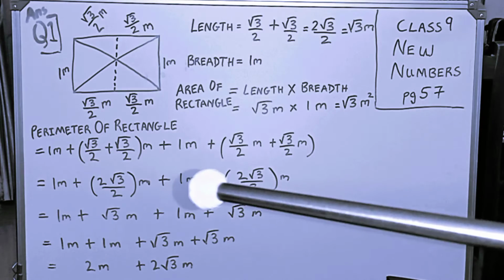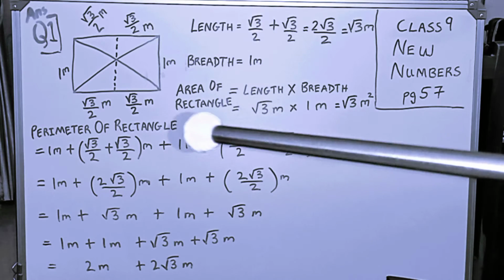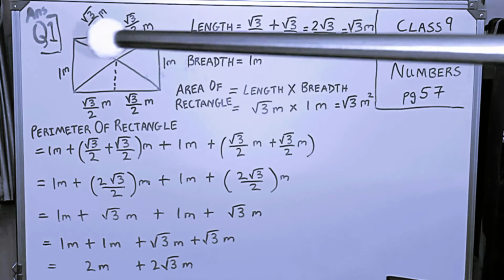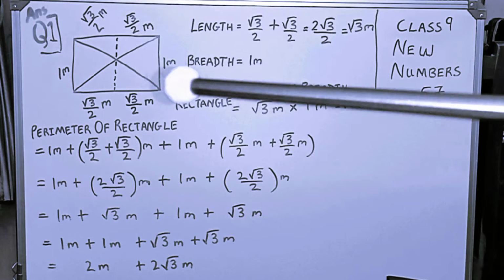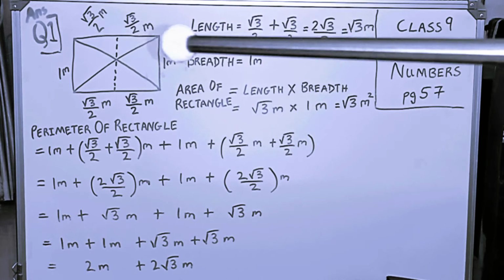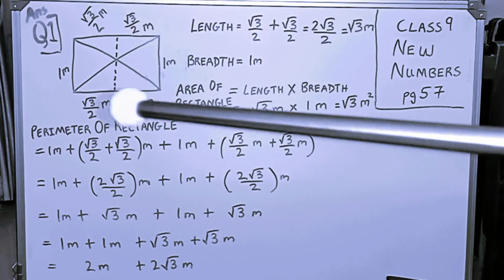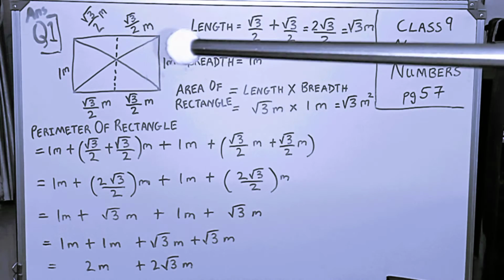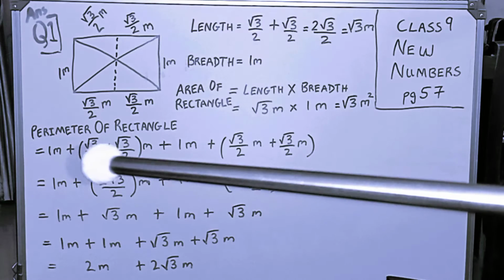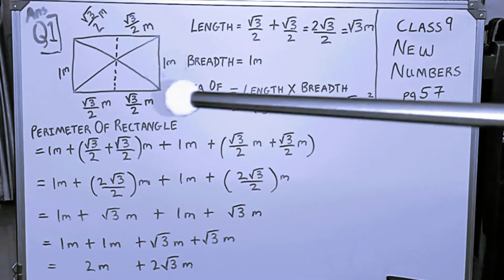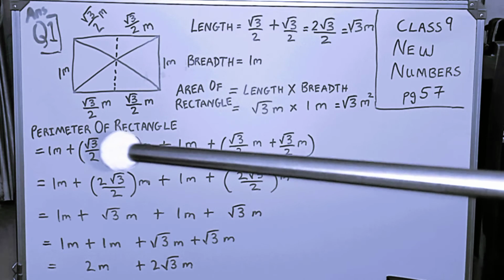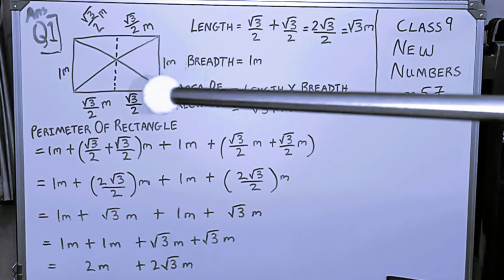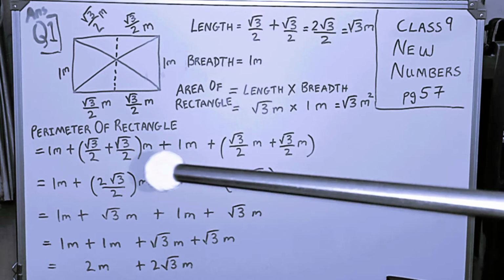Now you need to find out the perimeter of this rectangle. So perimeter of this rectangle, you have to add all the sides, like this length you have to add and the breadth you have to add. Again length you have to add and breadth you have to add. So this is written over here. So if we start from here, 1 meter already written over here, plus root 3 divided by 2 meter plus root 3 divided by 2 meter.